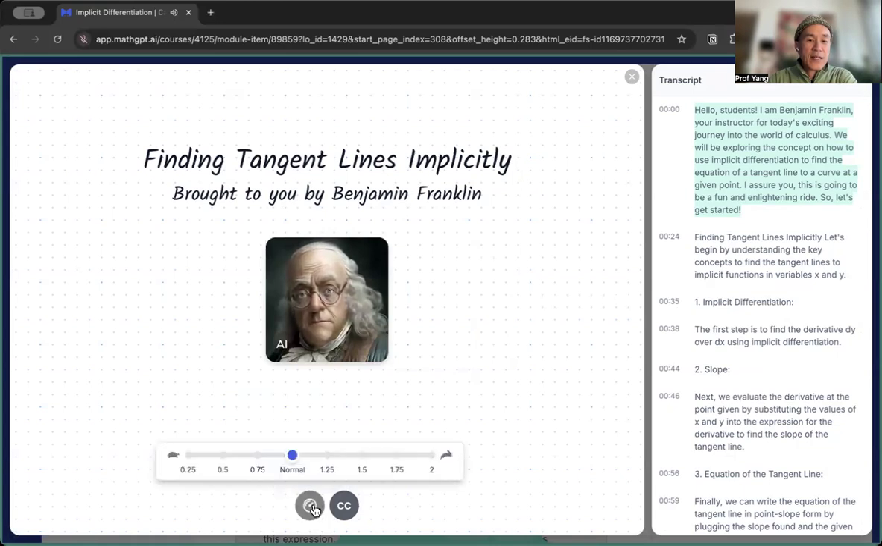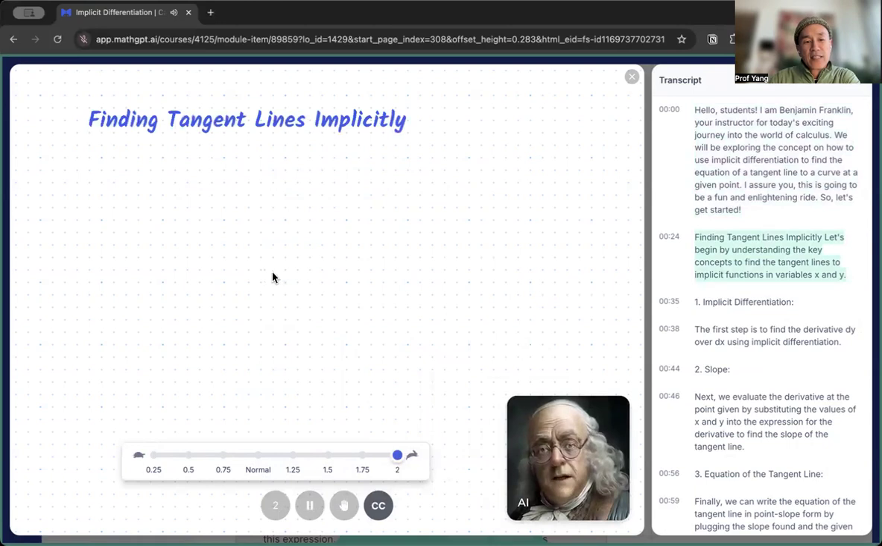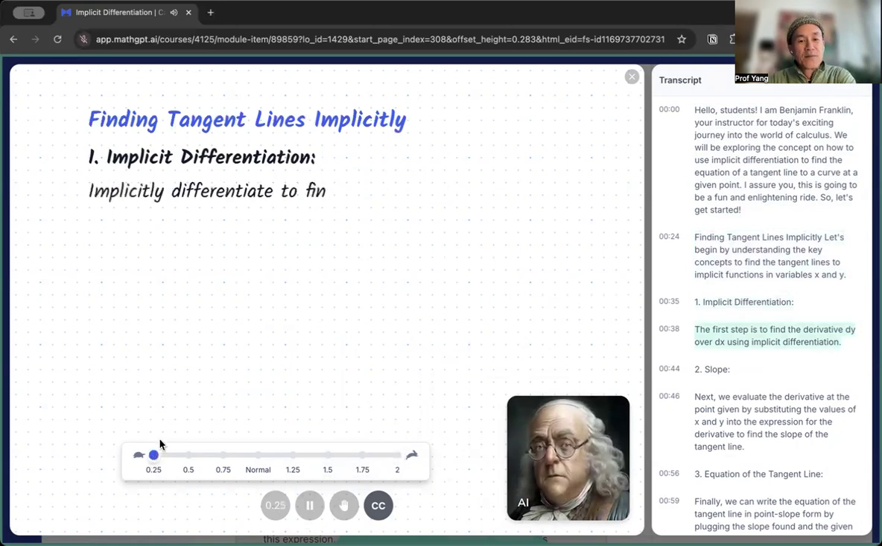We could adjust the playback speed. So we could go twice as fast. Once it gets started, okay, maybe that's too fast. Let me do it slower. Okay, that might be too slow, but I could always interrupt it and ask a question.